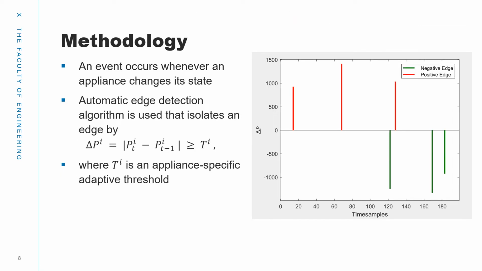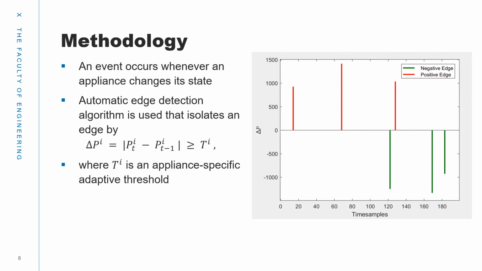To generate features, we use an edge detection algorithm to isolate edges by comparing delta P with an adaptive threshold. P is the aggregate power measurement at sampling instant T. The figure on this slide represents some of the falling and rising edges for a microwave and toaster occurring simultaneously.